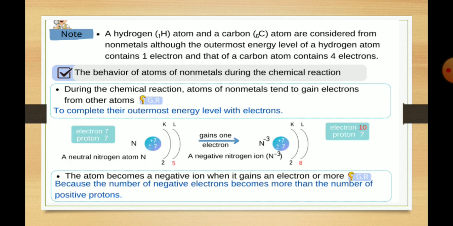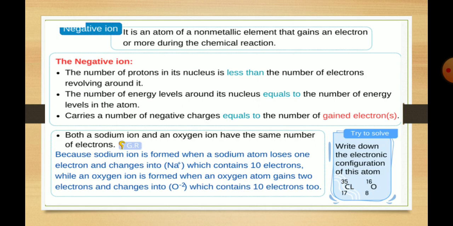Brilliant. So give reason, during the chemical reaction, atoms of nonmetals tend to gain electrons from other atoms, to complete their outermost energy level with electrons. And next question, the atom becomes a negative ion when it gains an electron or more because the number of negative electrons becomes more than the number of positive protons. So what is the meaning of negative ion? It's an atom of a nonmetallic element that gains an electron or more during the chemical reaction.